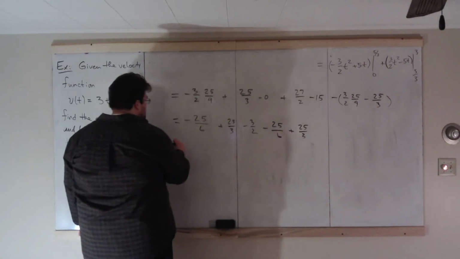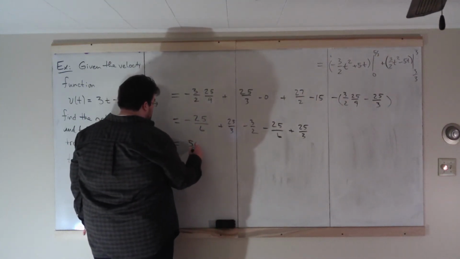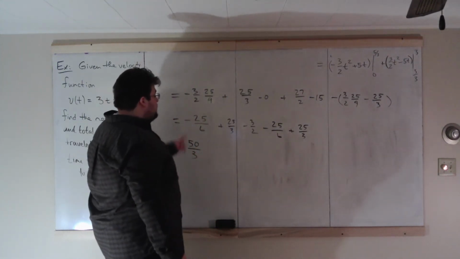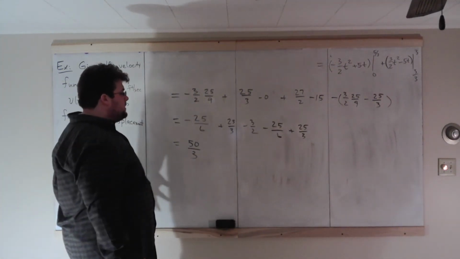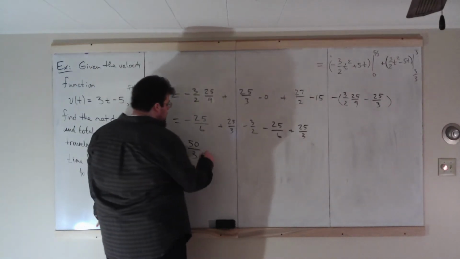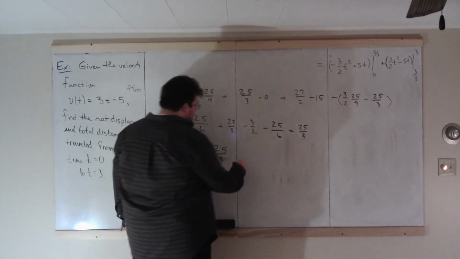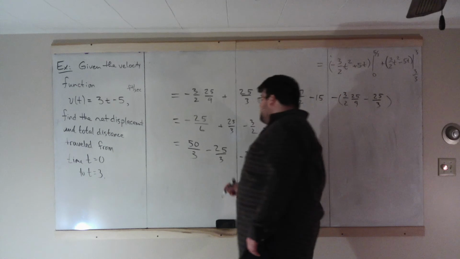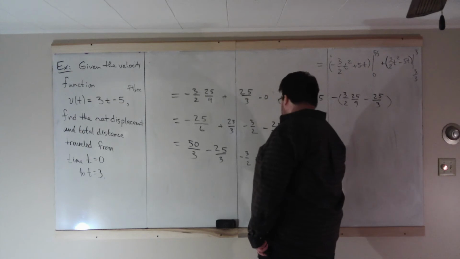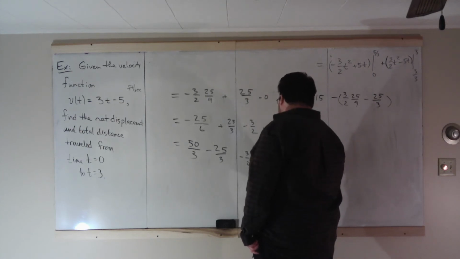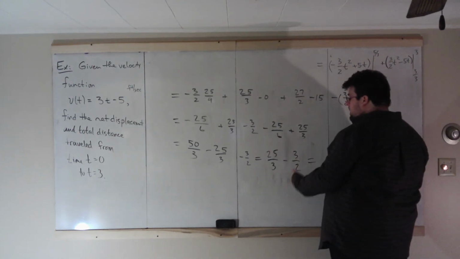Well, more adding to do. But conveniently, 25 thirds plus 25 thirds is 50 thirds. 25 sixths plus 25 sixths is 50 sixths, which is 25 thirds. And there's a negative on there. And then the negative 3 halves is still there. And what do we get? Well, 50 thirds minus 25 thirds, that's just 25 thirds, minus 3 halves, and this does equal 41 sixths.